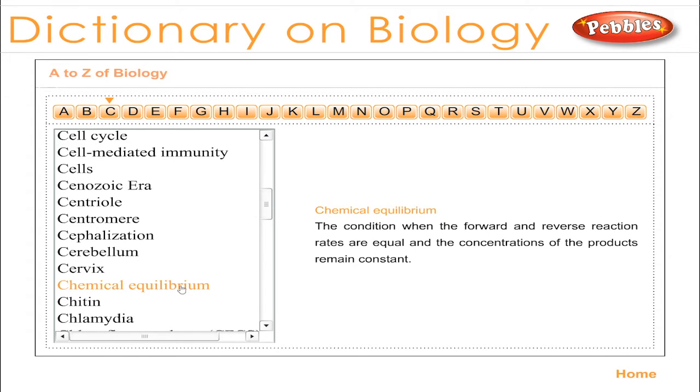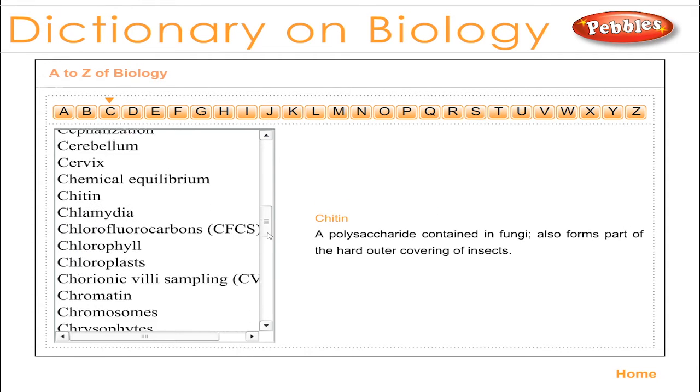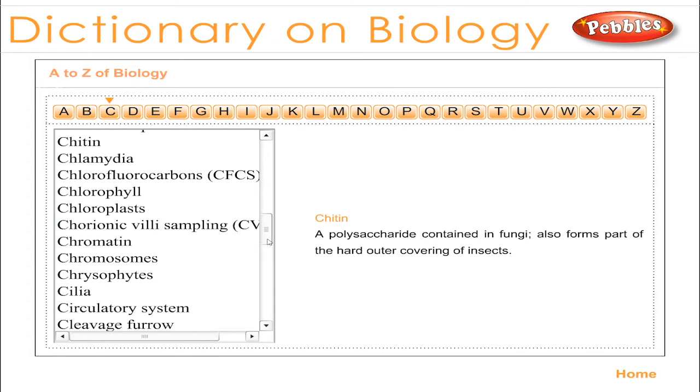Chemical equilibrium, the condition when the forward and reverse reaction rates are equal and the concentrations of the products remain constant. Chitin, a polysaccharide contained in fungi, also forms part of the hard outer covering of insects. Chlamydia, a sexually transmitted disease caused by a parasitic bacterium that lives inside cells of the reproductive tract.